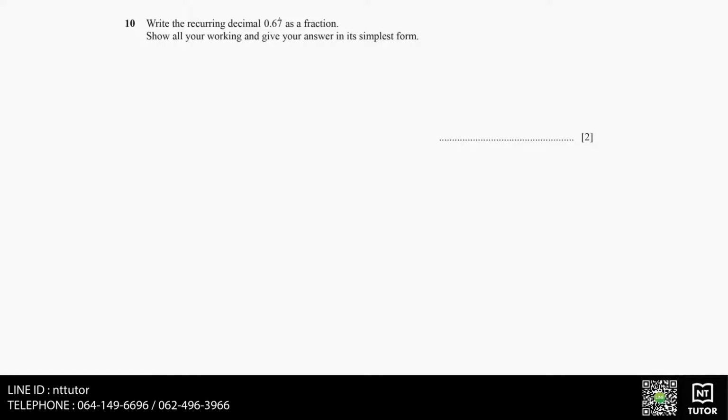Write the recurring decimal 0.67 recurring as a fraction. Show all your working and give your answer in its simplest form. There's only one way to do this, by letting x equal 0.67 recurring, which is the recurring decimal that we want to write as a fraction.